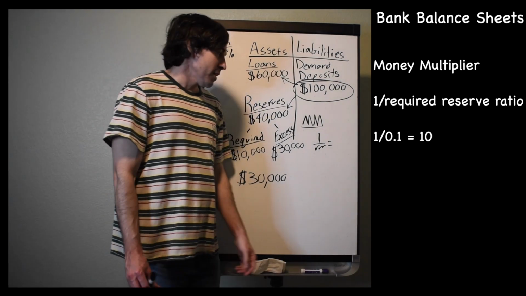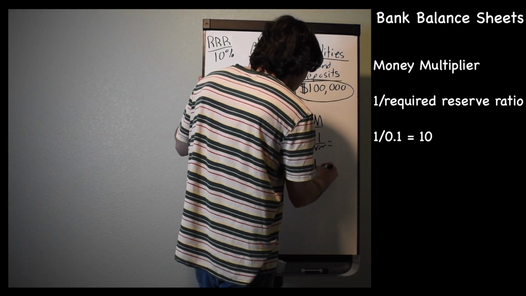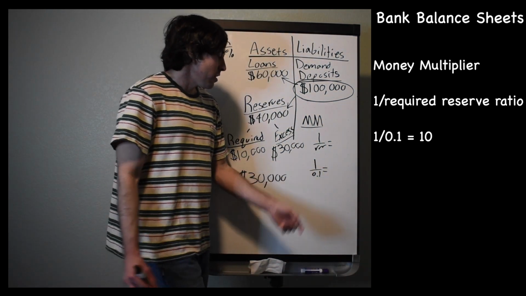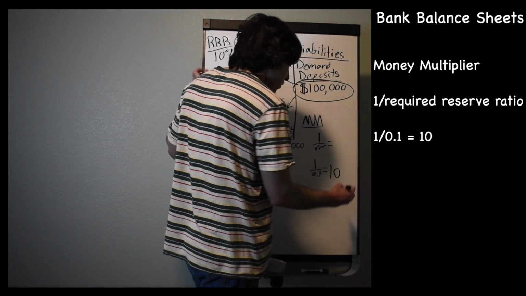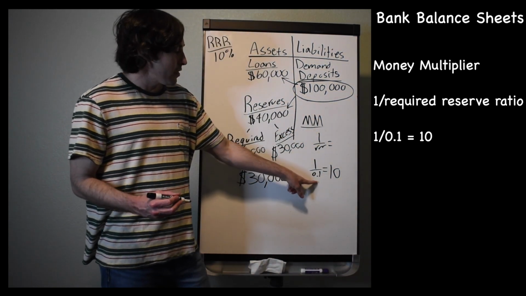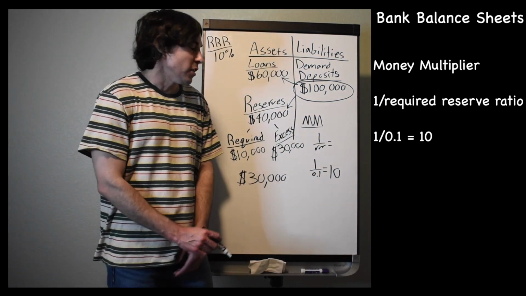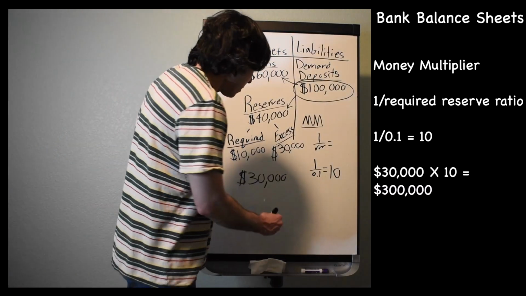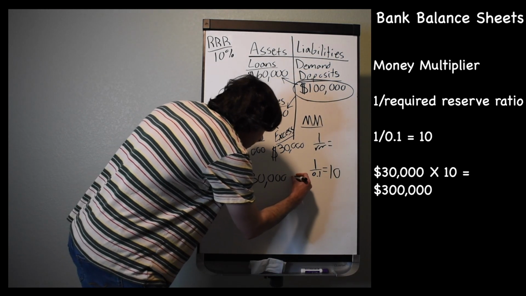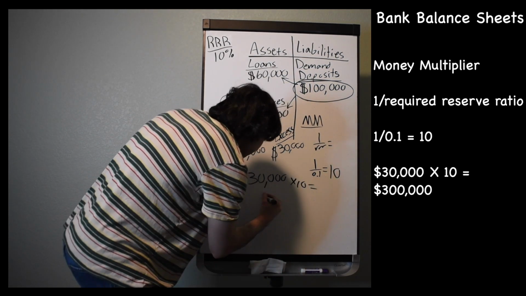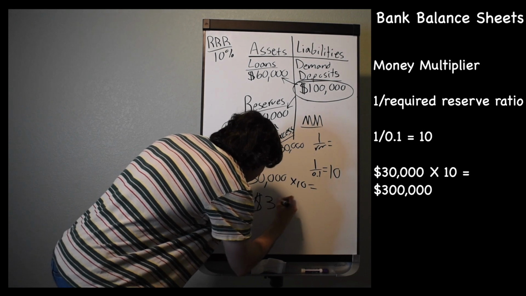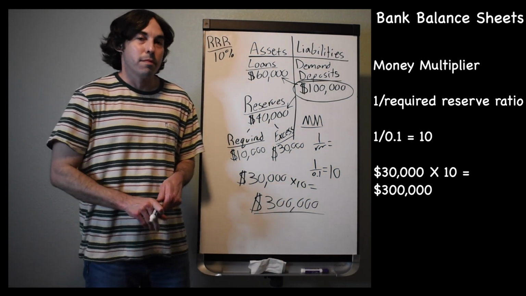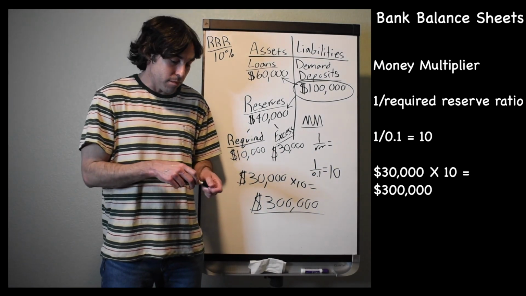So 1 divided by the required reserve ratio right now would be 1 over 0.1, and 10 cents goes in a dollar 10 times. If you have struggles with math like I do, I just pretend like it's change because we've all dealt with change before. 10 cents going in a dollar 10 times is pretty easy. Alright, so we're going to do 30,000 times 10. And that initial loan of $30,000 could create up to $300,000 in the total money supply in the banking system.